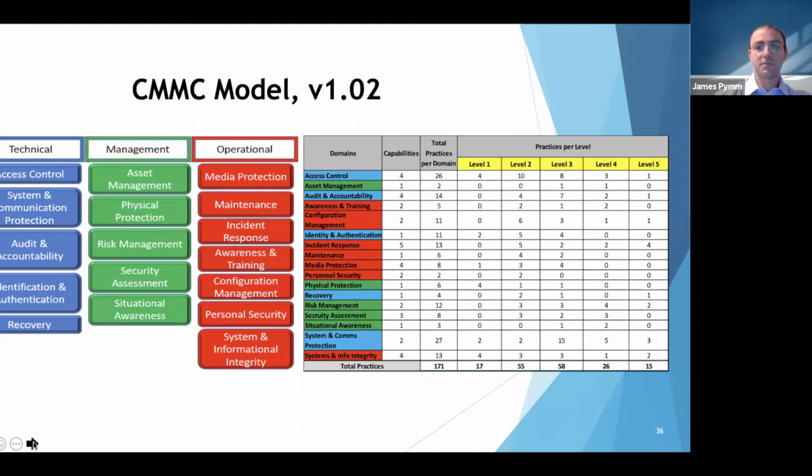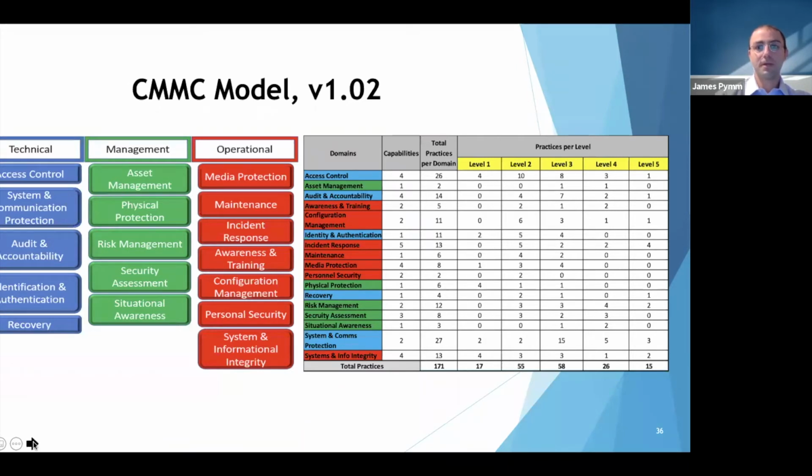So this is just a further depiction of the different domain areas and the different practices. We like to think of CMMC as a 3-legged stool with the 17 domains grouped into buckets of technical, management, and operational. You can see that on the graphic on the left. On the right breaks out the practices by domain and by level.